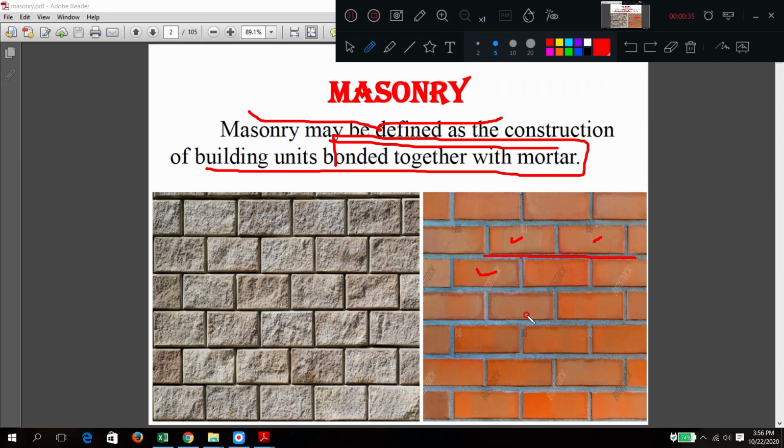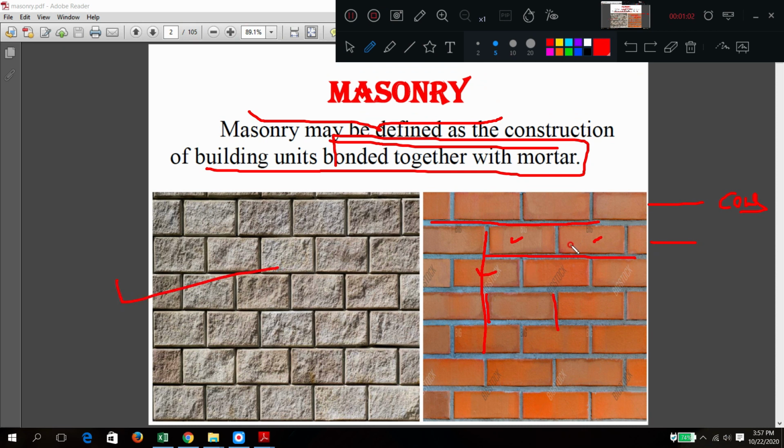Each layer is generally called a course. In our technical terms, we call it a course. This is the bed joint, and this is the vertical joint. Like this you can understand now.